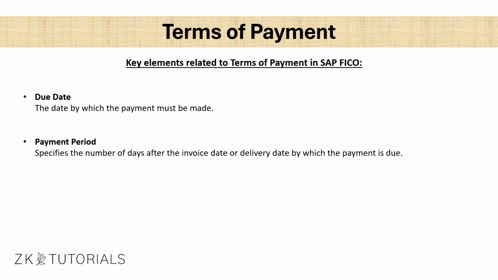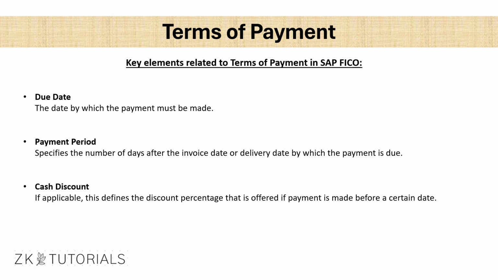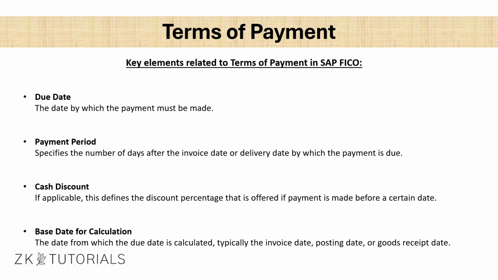And the next one is payment period. Payment period specifies the number of days after the invoice date or the delivery date by which the payment is due. And the next is cash discount. Cash discount, if applicable, defines the discount percentage that is offered if payment is made before a certain day. And the base date for calculation. This is the date from which the due date is calculated. Typically, it will be the invoice date, posting date or goods receipt date.